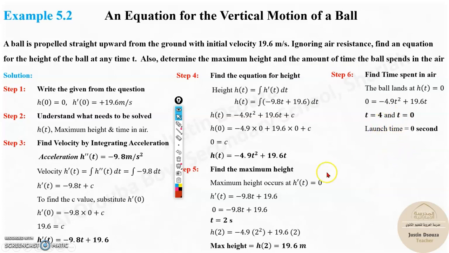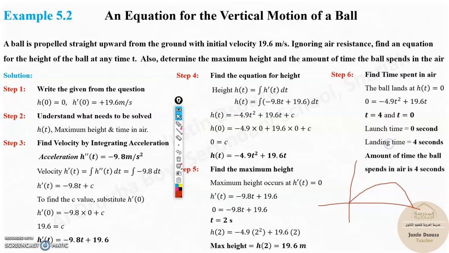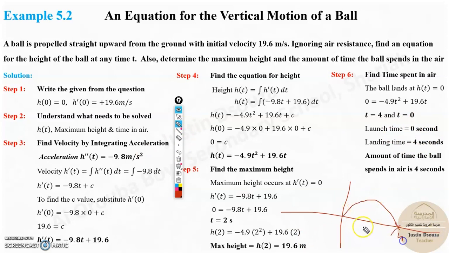That means the launching time, it starts at what? The initial velocity, it's there. At 0 it starts and it reaches down at 4. Launching time is 0 and the landing time is 4. So how many seconds is the ball in the air? The amount of time the ball spends in the air is 4 seconds. Why? Because it launched at 0 and reaches the ground at 4 seconds. So the graph, say it's 0 to 4, so this will be at 4, 0.